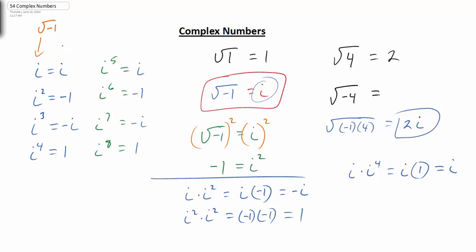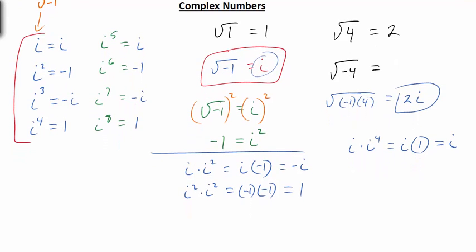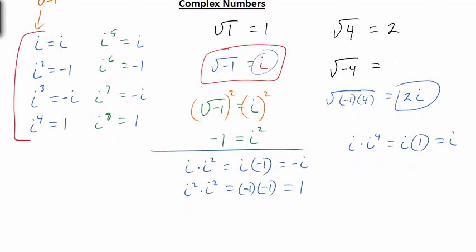So if you notice here, every 4, they're going to repeat. So when you go from i to the fourth, it's i, negative 1, negative i, 1. And then from i to the fifth through i to the eighth, again, it's i, negative 1, negative i, positive 1. And then that pattern would keep on repeating. So knowing that pattern really makes it easy to calculate i raised to a power.